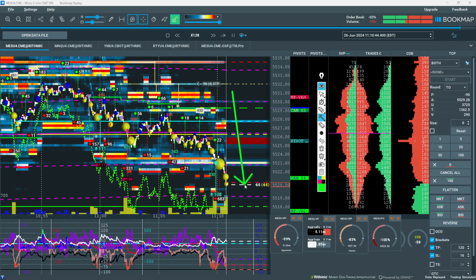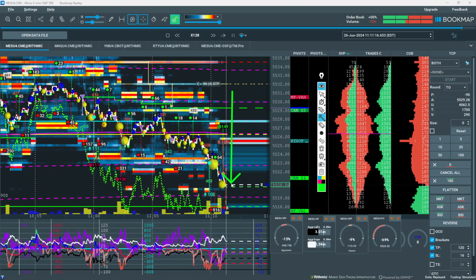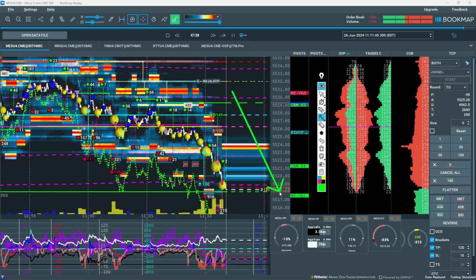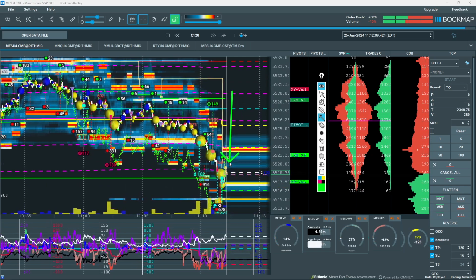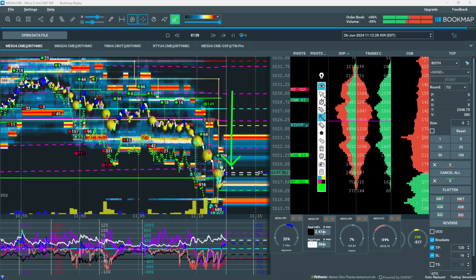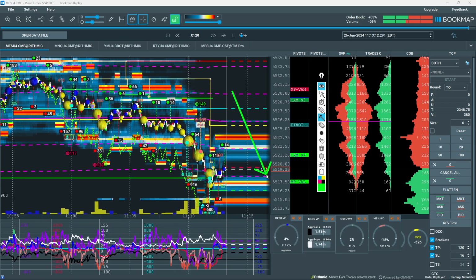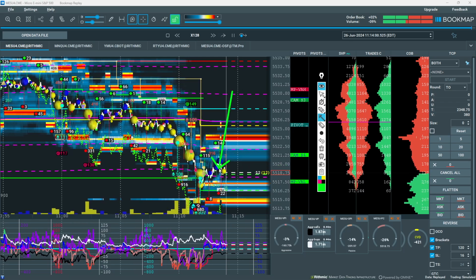Liquidity vacuum, volume increasing. Head into the second lower deviation and market profile value area low. Move my stop down and got stopped out right there at second lower deviation on the VWAP and market profile value area low. Got that little pop up right there.